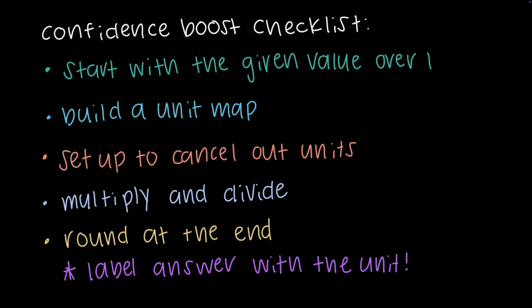Here's a quick confidence boost checklist that you can keep in the corner of your notes while you're working on problems. We're always going to start with the given number over 1. Build a unit map you can trace with the correct conversion factors. Put the next unit where it cancels the previous one. Multiply all top values and divide by the bottom values. And round at the end. And don't forget to label your final unit.